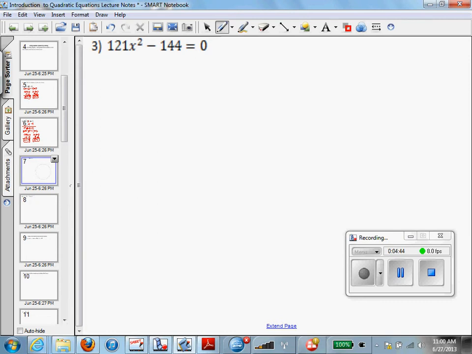Okay, with number 3, first what you can see is that we have two sets of perfect squares. The problem is 121x squared minus 144 equals 0. If you see, 121 is 11 squared, and 144 can be broken into 12 squared. So we can break into our pieces of 11x for the first part, doing something to 12, and for the second set of parentheses, 11x, doing something to 12, closing parentheses, and then setting the whole thing equal to 0.